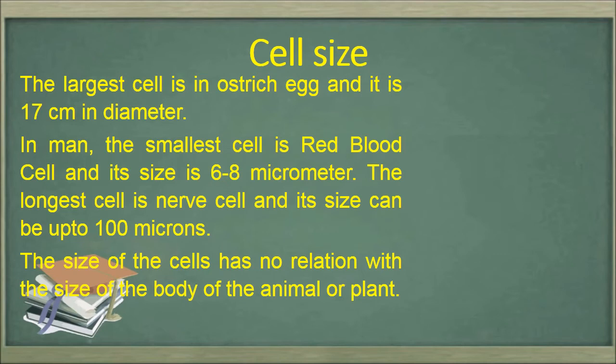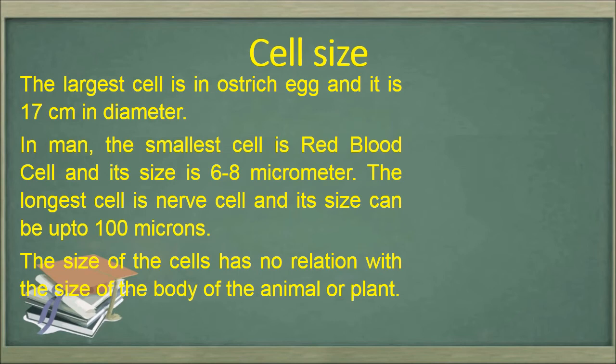Now let's study about the size of a cell. The largest cell is an ostrich egg, and it is 17 centimeter in diameter. So as we were talking that the cells are very small and we are unable to see them, this is an example where you can see a cell. In man, the smallest cell is RBCs, and its size is about 6 to 8 micrometer. The longest cell is the nerve cell, and its size can be up to 100 microns.